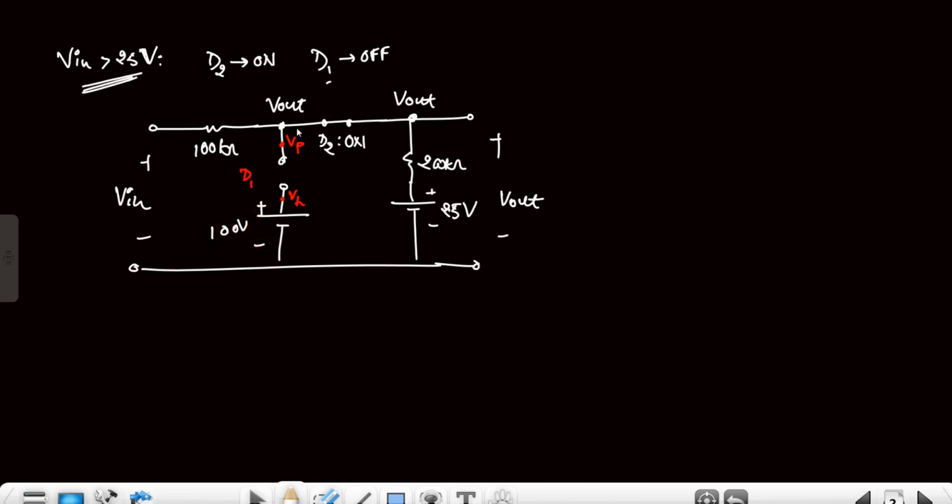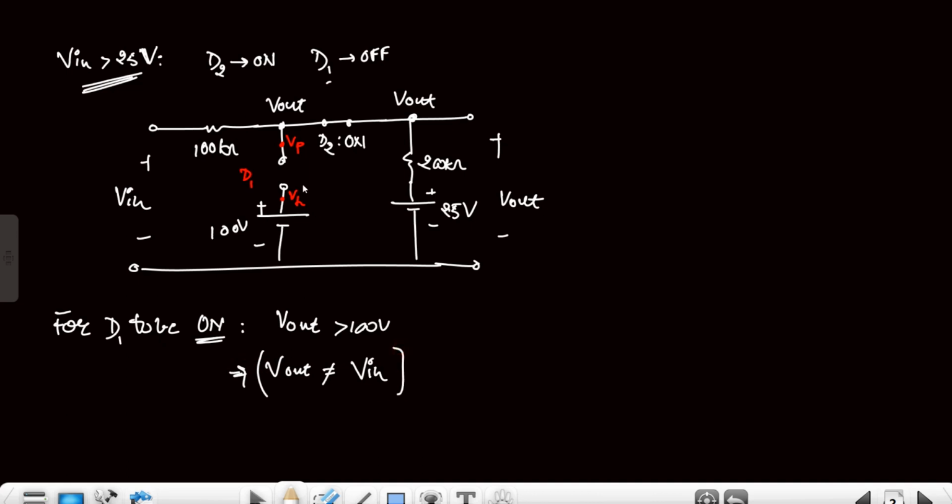So for D1 to be on, Vout should be greater than 100 volt, right? But Vout is not equal to Vin here. So we can't say for this range that D1 is on. Because Vout is not equal to Vin here, this is important. Vout is not Vin here, so for this range of Vin we can't say with certainty, in fact we can't say at all, whether D1 will be on or not.